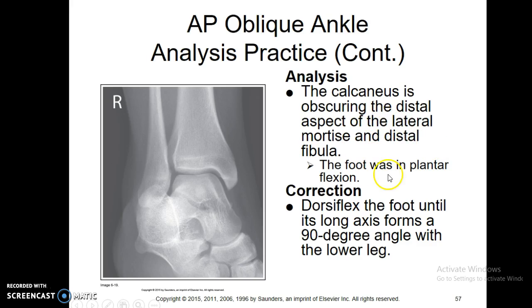Calcaneus obscuring, just last week. The foot was in plantar flexion, so make sure it is dorsiflexed a little bit instead of extended. This looks like it was, well, they're talking about plantar flexion, which is correct. But dorsiflex the foot until its axis is 90 degrees from the lower leg. So just basically a 90-degree right angle, and that will help open that space up a little bit and keep the talus from getting underneath the lateral malleolus in this case.